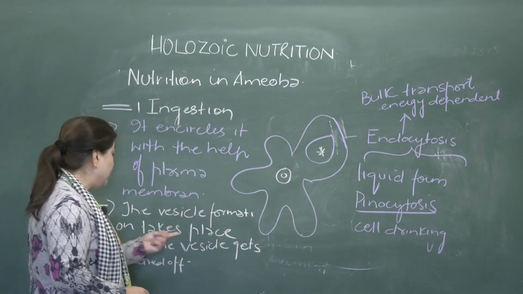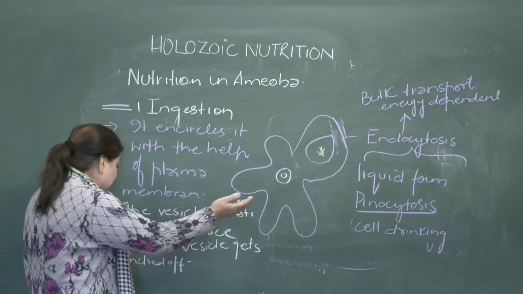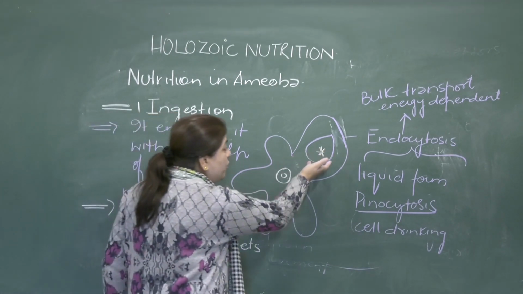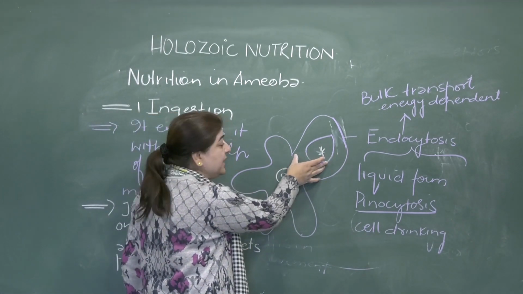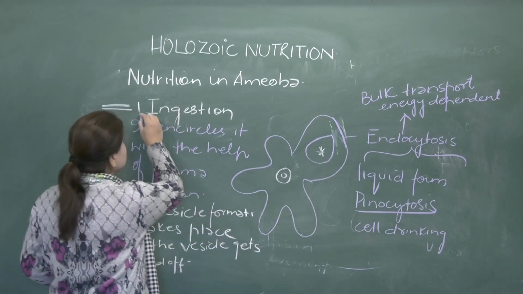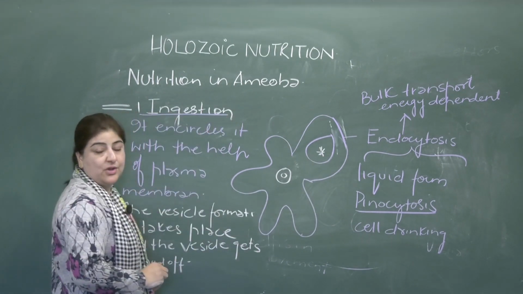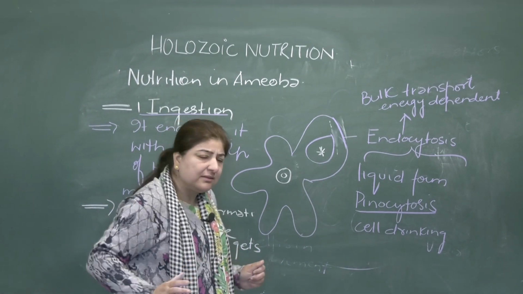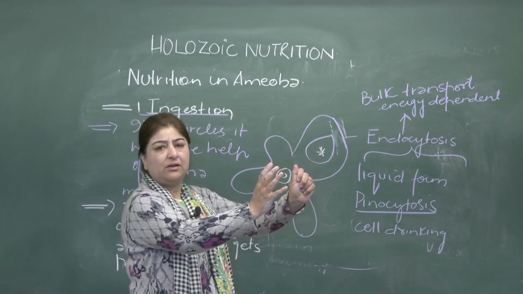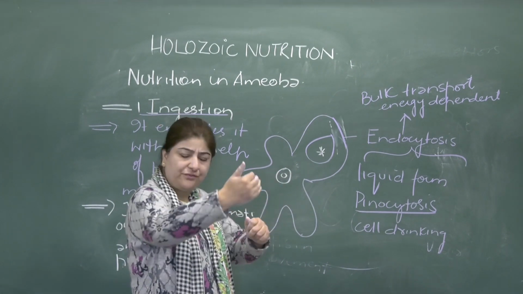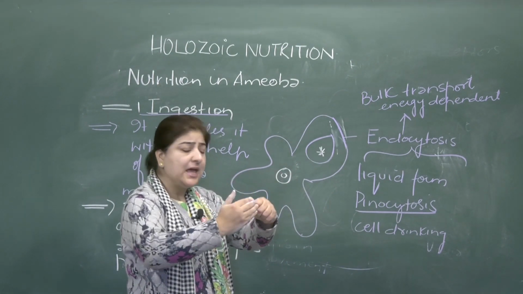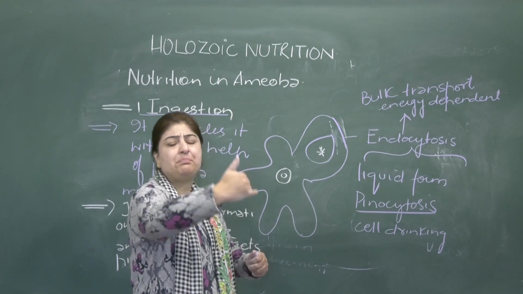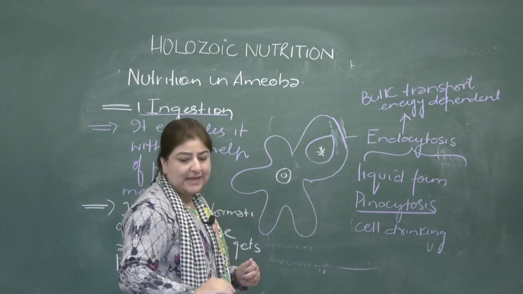Now the vesicle formation takes place and the vesicle gets pinched off and it moves inside the cytoplasm. So this part is basically the ingestion. Now what is ingestion? In ingestion, it moves towards that food particle, it encircles it, the plasma membrane fuses and the vesicle gets pinched off and it moves towards the cytoplasm.